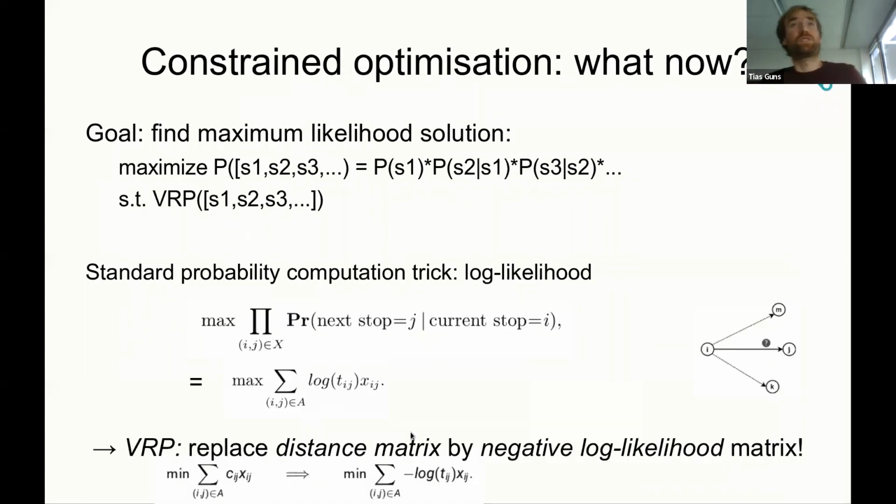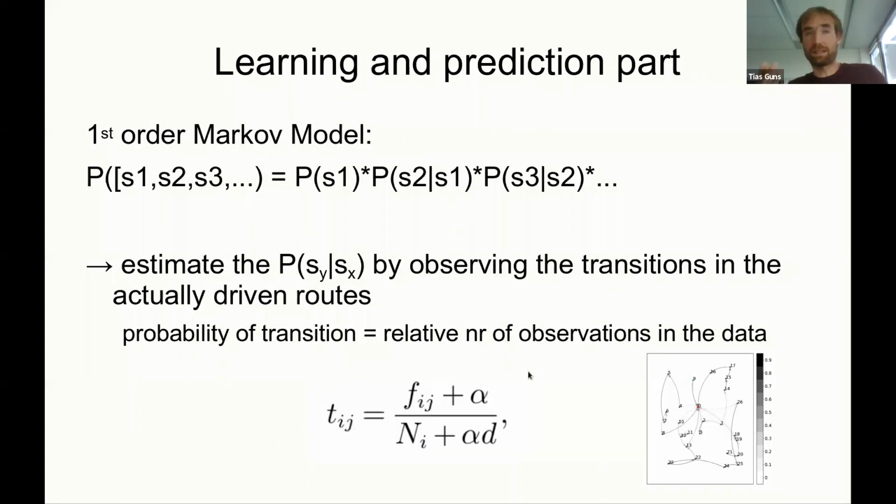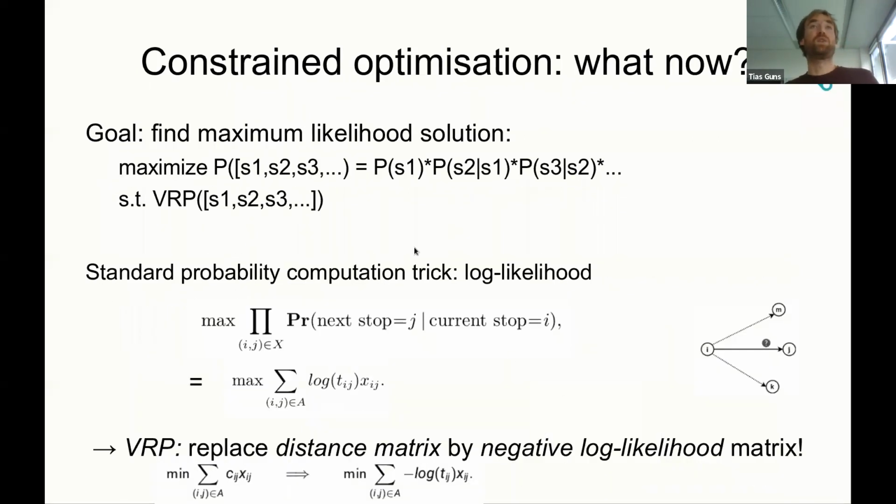Okay, so let's say that we estimated these probabilities. What now? Well, what we now want to do is find the maximum likelihood solution. So we want to solve a VRP, and we want to find a solution to the VRP that maximizes our probability. That means that it maximizes our distribution, which is the probability of the first stop chosen by the optimization times the probability of the second stop given the first, and so forth.